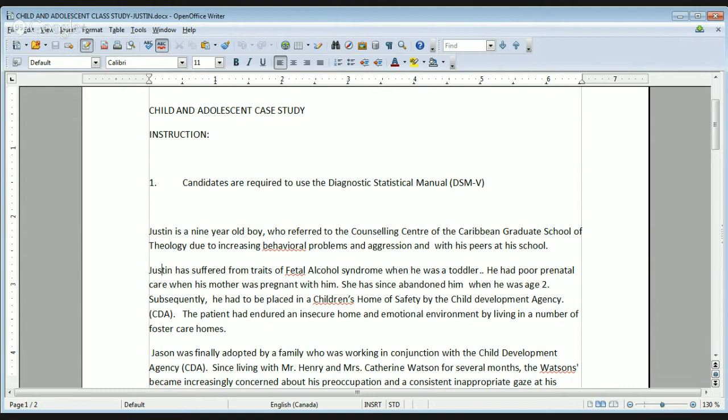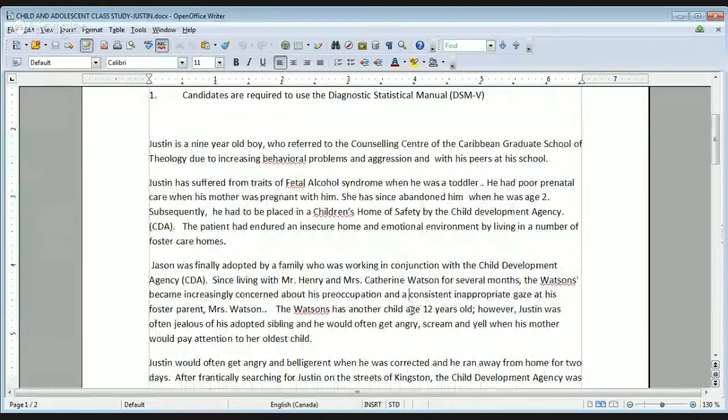The age of onset, ladies and gentlemen. From 2 years old. Okay, so in a child, teenager, or adolescent case, we are looking at demographic information. Justin is a 9-year-old boy who was referred to the counseling center due to increasing behavioral problems, aggression with his peers at his school. What do you see from that? Tell me what your hypotheses are.